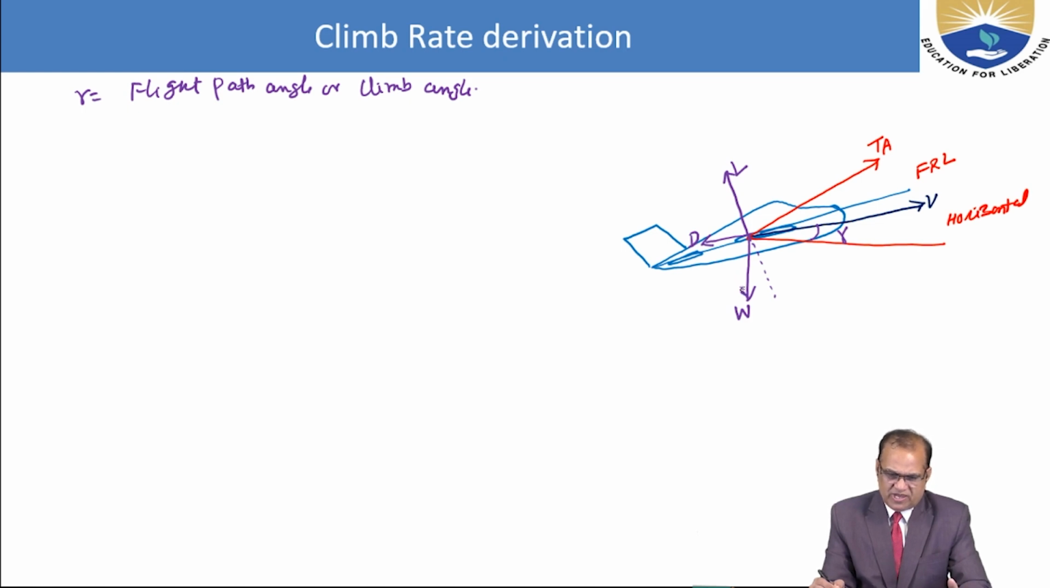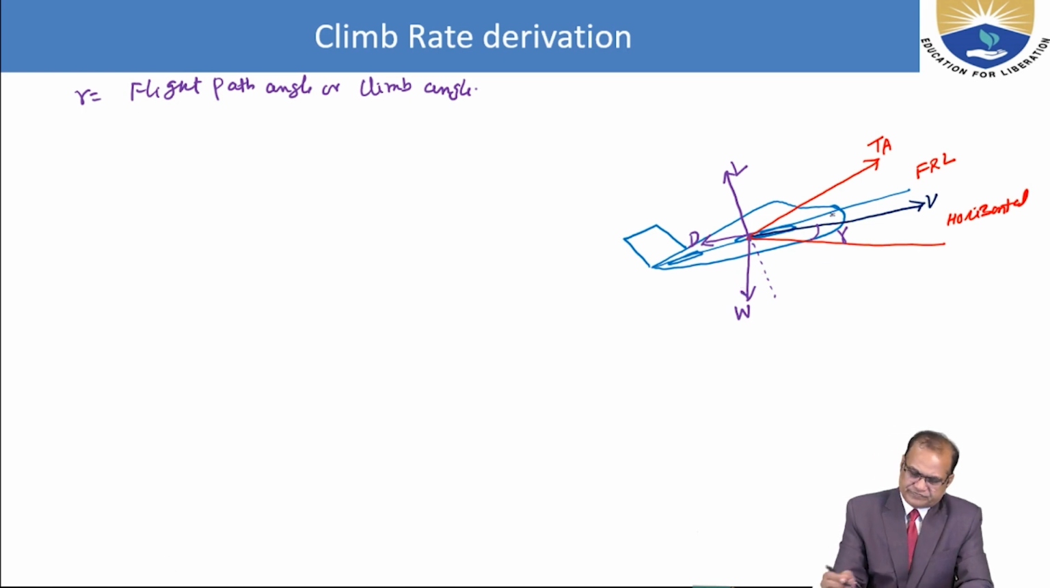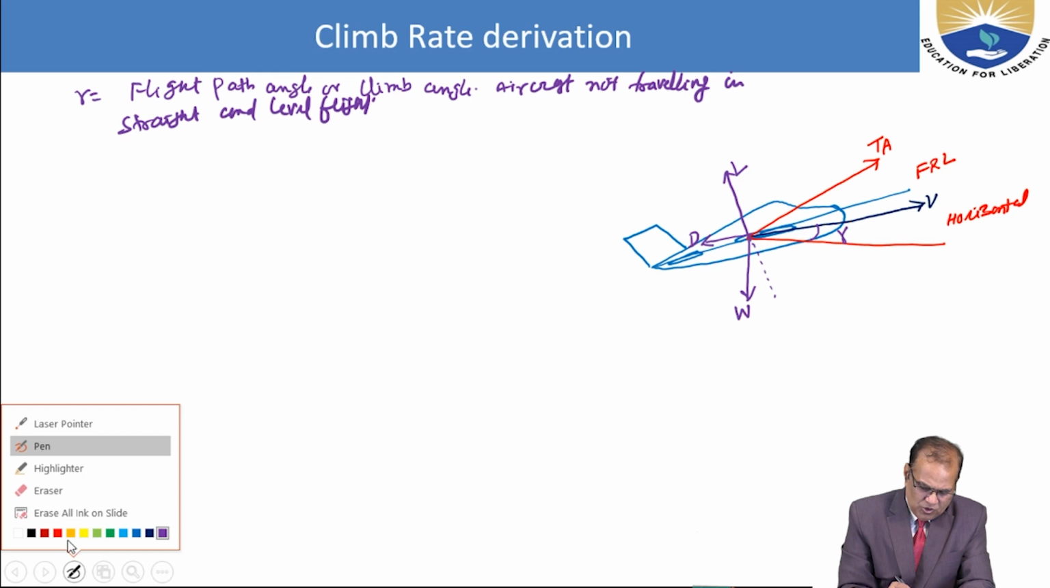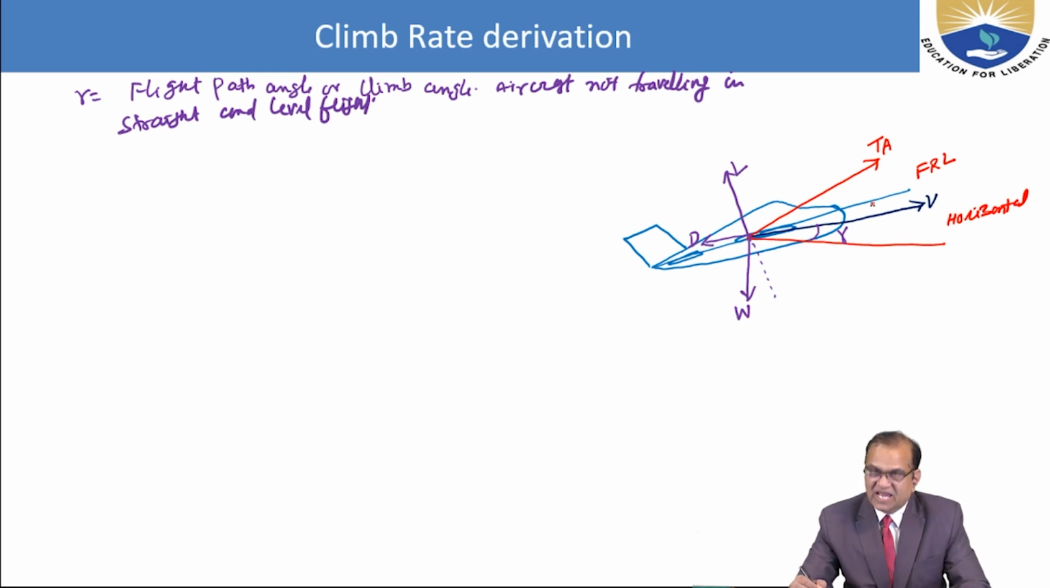So in this condition, the aircraft is not traveling in straight and level flight. So here I have to put this angle also. The angle between the FRL and the velocity of the aircraft is alpha, and between thrust and the velocity is alpha T.